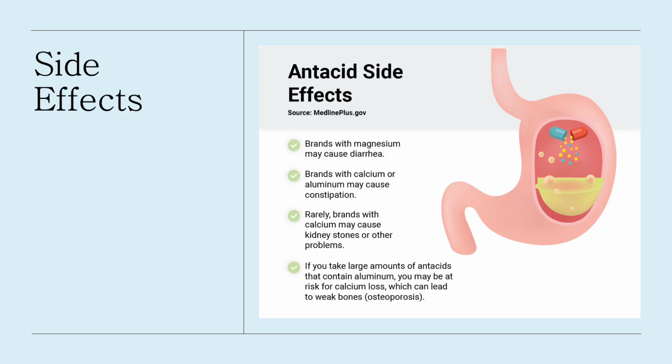So let's talk about some side effects. Brands with magnesium may cause diarrhea. Brands with calcium or aluminum may cause constipation. Rarely, brands with calcium may cause kidney stones or other problems. If you are taking large amounts of antacids that contain aluminum, you may be at risk for calcium loss, which can lead to weak bones, osteoporosis. All right?